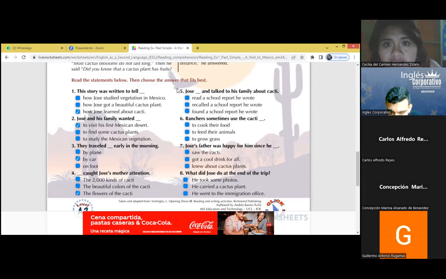Las cinco, José y... es como red, calle, prepo, y wrote. La segunda. Recordó un informe escolar que escribió. Y las seis, Rancho. Creo que la segunda de las seis es to feed their animals, algo así. La segunda. No sé qué dice Concepción.